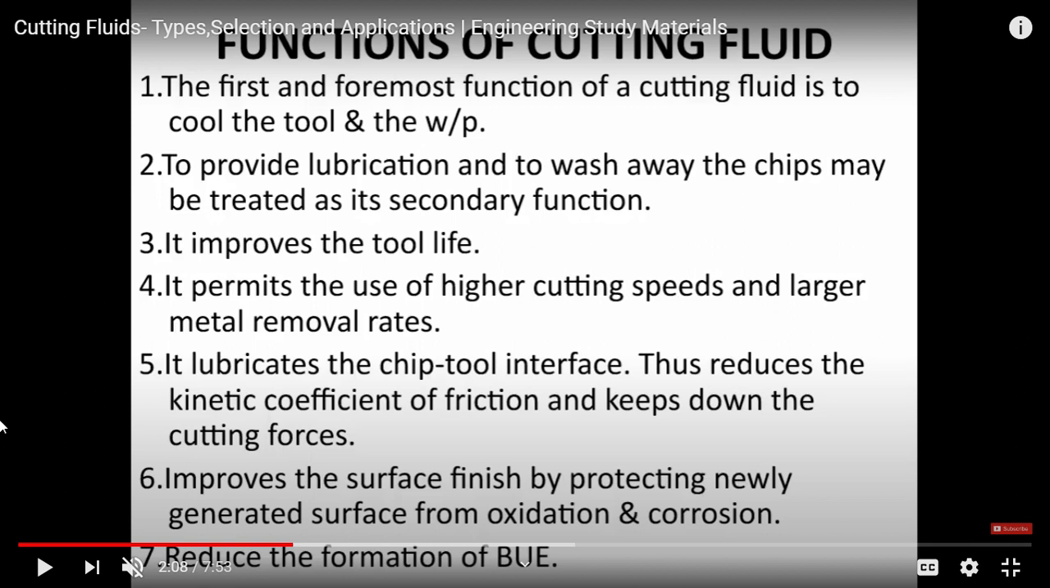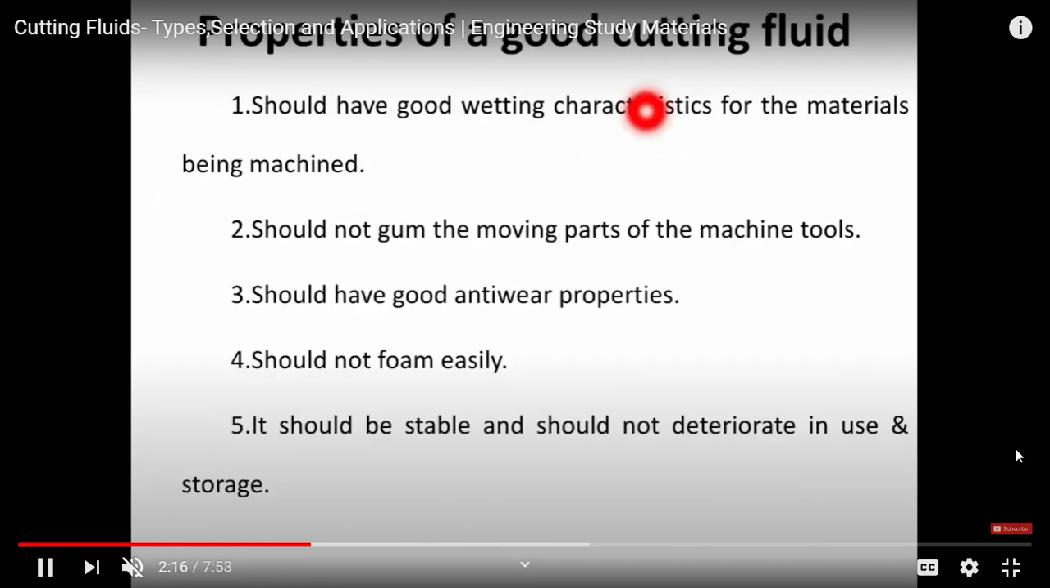The first and foremost function of a cutting fluid is to cool the tool and the workpiece. To provide lubrication and to wash away the chips may be treated as its secondary functions. It improves tool life. It permits the use of higher cutting speeds and larger metal removal rates. It lubricates the chip-tool interface, thus reduces the kinetic coefficient of friction and keeps down the cutting forces. It improves surface finish by protecting the newly generated surface from oxidation and corrosion. It reduces the formation of BUE.